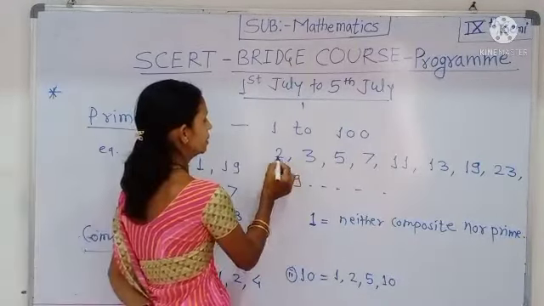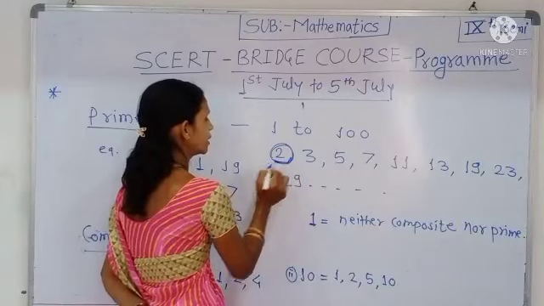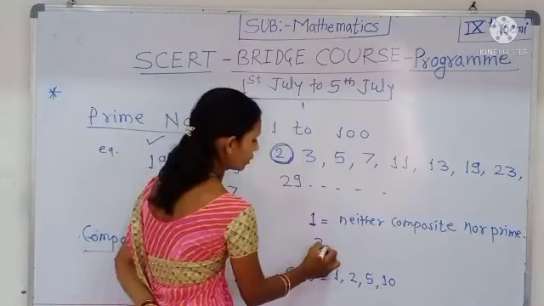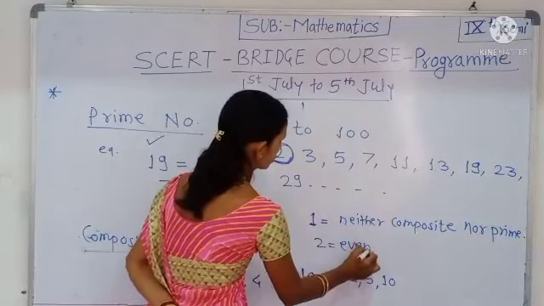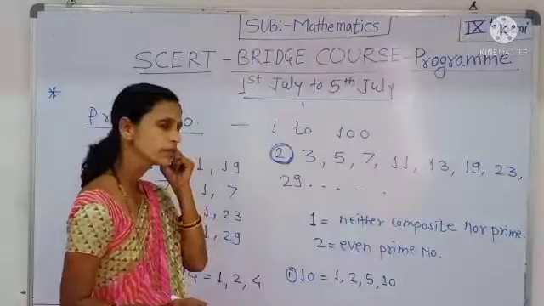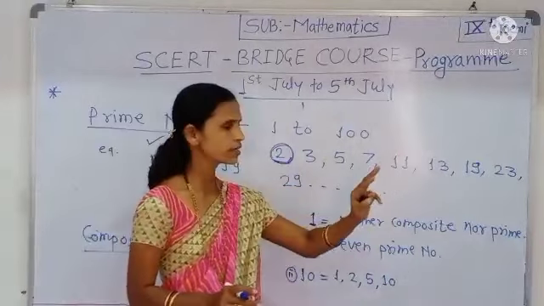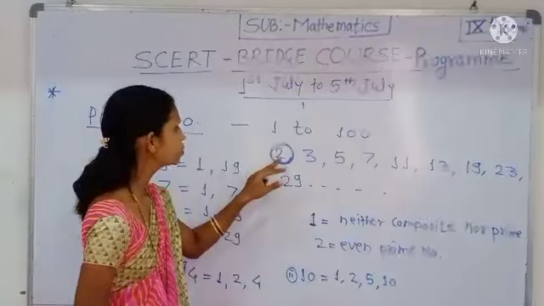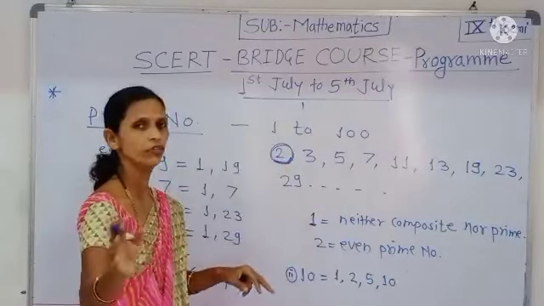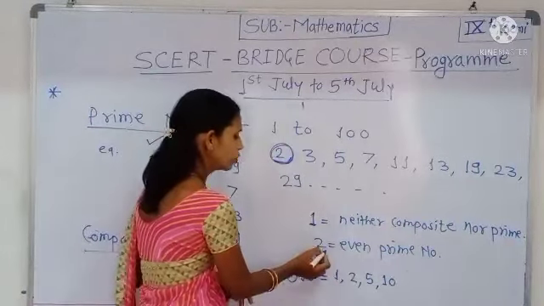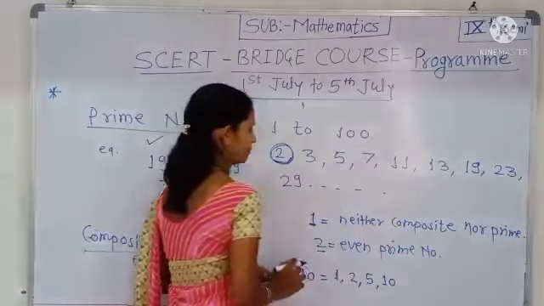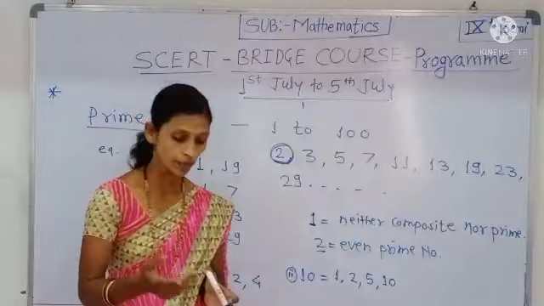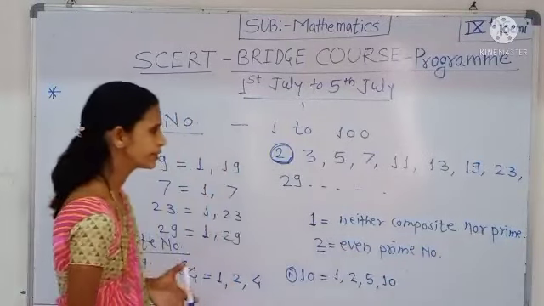Then see here, the lowest prime number is 2, which is an even prime number. Then you will find that all prime numbers are odd, but only one, that is 2, is a prime number which is even. That means 2 is the even prime number. And that is about prime numbers and composite numbers.